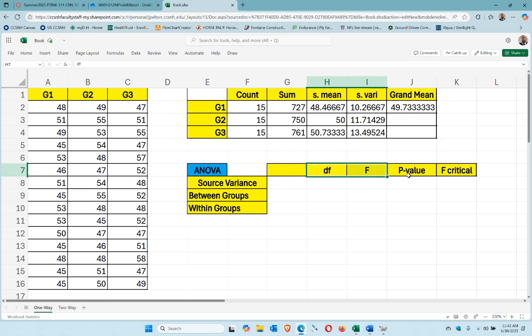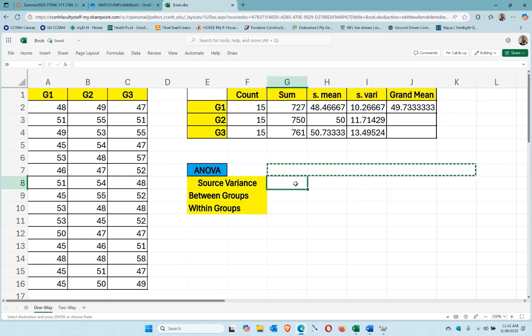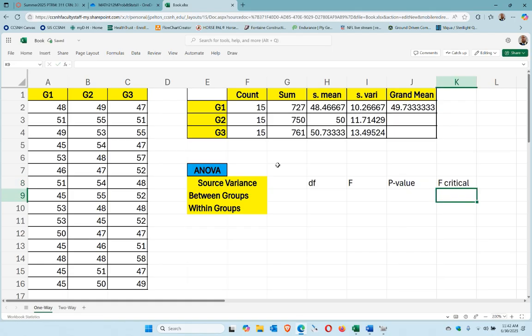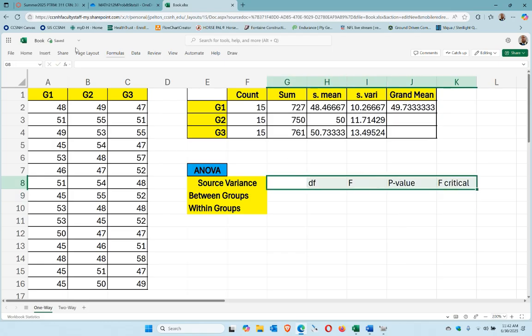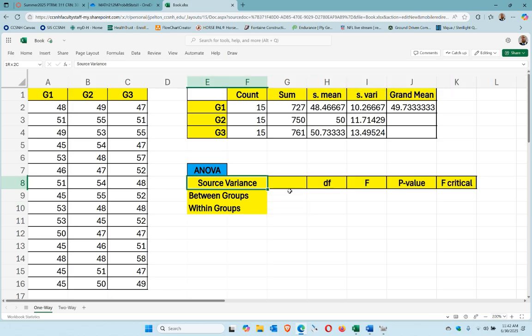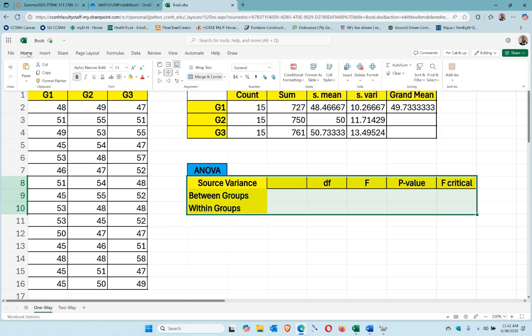Oh, why did I do that? I'm sorry. Let's copy. Sorry, I did that. I don't know why I put them up there. Degrees of freedom, F, P value, and F critical. Okay, I don't know why I did that. I was on the wrong line. Boom, boom, boom, boom. There we go. Now we can box these up, I guess.